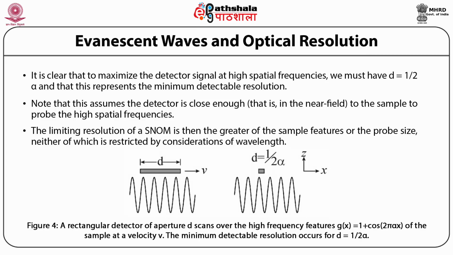As can be seen in the figure, there is a rectangular detector of aperture d which scans over the high frequency features g of x equals 1 plus cos of 2 pi alpha x of the sample at a velocity v. Here, the minimum detectable resolution occurs for d equals 1 divided by 2 alpha.